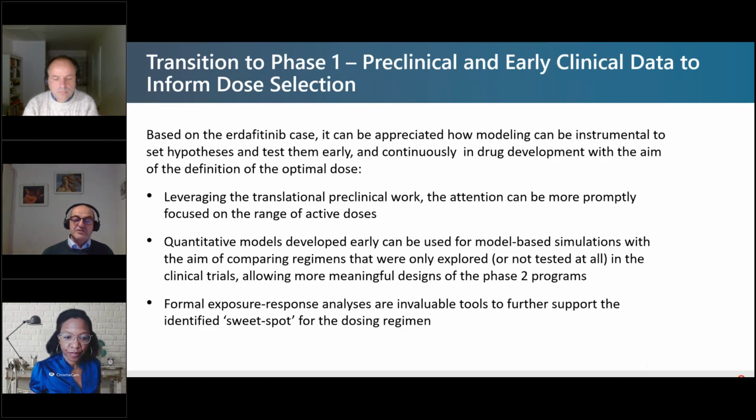With the translational work, the attention could be given more promptly on the range of active doses instead of losing time on ineffective doses. Quantitative models developed early can be used for model-based simulation with the aim of comparing regimens that were only explored or even not even tested at all in the clinical trials, allowing a more meaningful design of the dose regimen to be adopted in phase 2 programs. And finally, formal exposure response analysis are invaluable tools to further support the identified sweet spot for the dosing regimen.